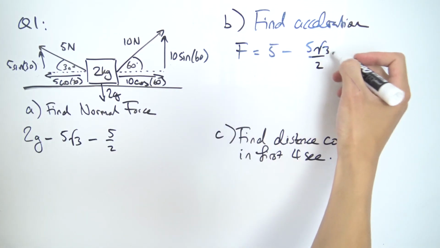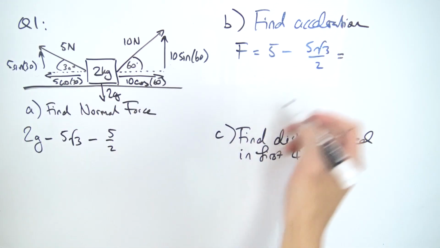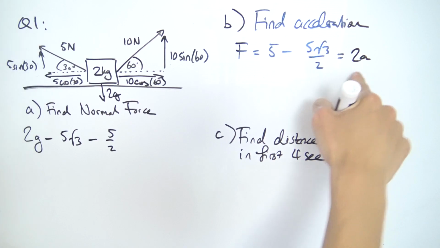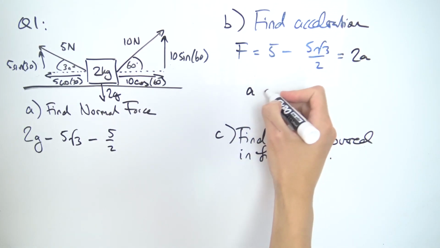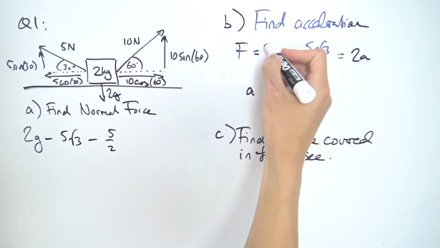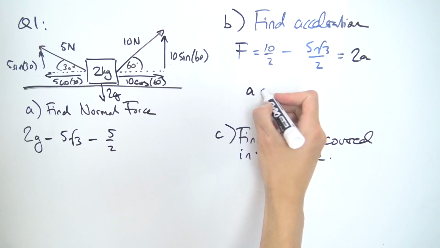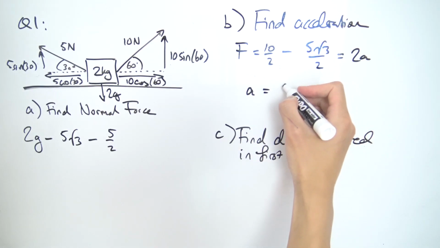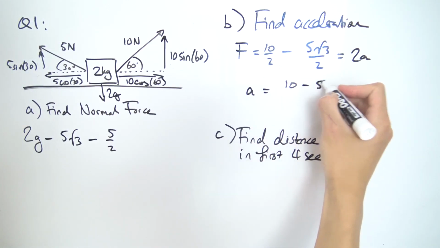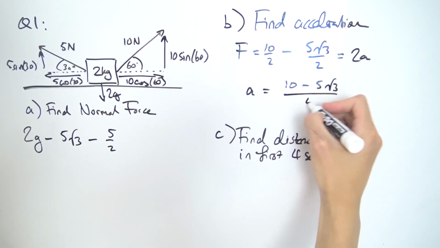So net force is equal to mass times acceleration, but mass is 2 kilograms, so we have 2a. To find a, we divide both sides by 2. Let's turn this 5 into a 10 over 2, so we can combine it with this fraction. Once we divide by 2, it's going to give us a equals 10 minus 5 root 3 over 4, like so.